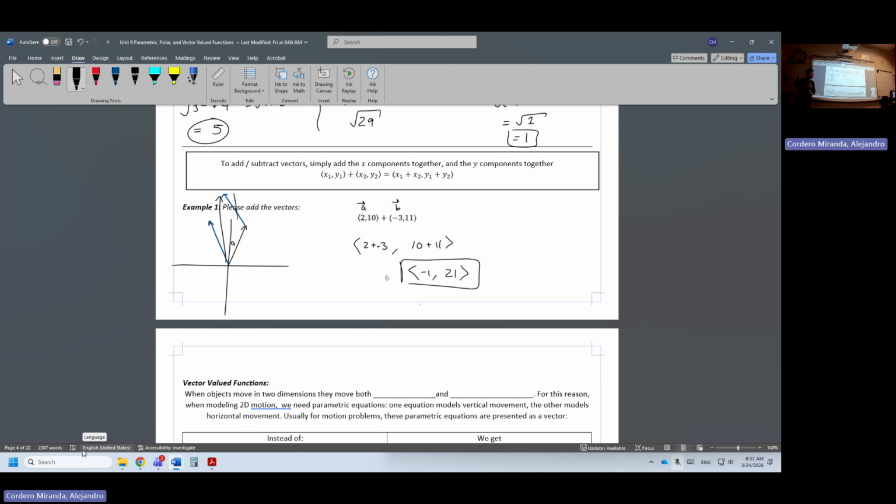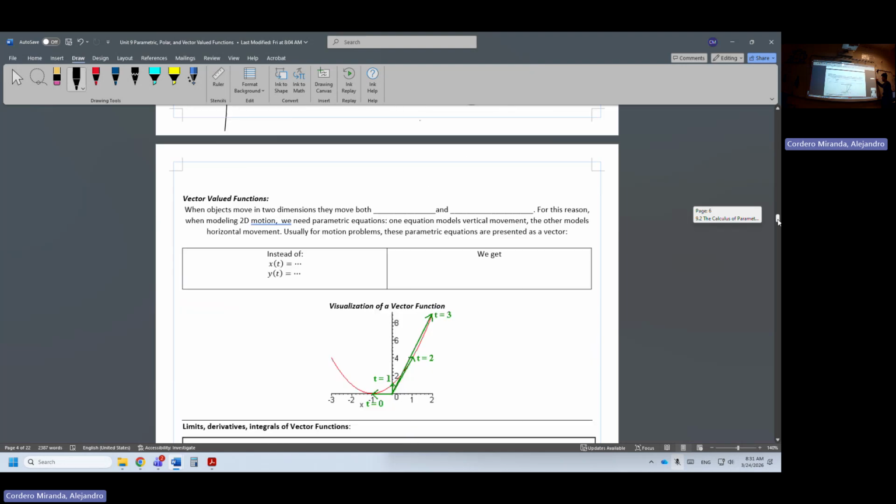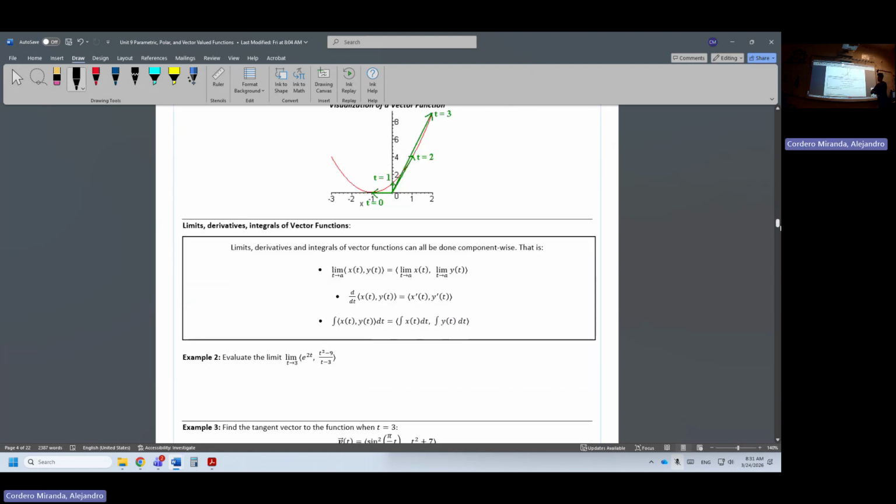Cool. All right, all of that is just not even calculus. That's just me getting you used to vectors as best as I can in one lesson. But how you're going to see it in calculus is that you'll get vector valued functions. So not the vector 2, 10, but the vector function comma function, for example.